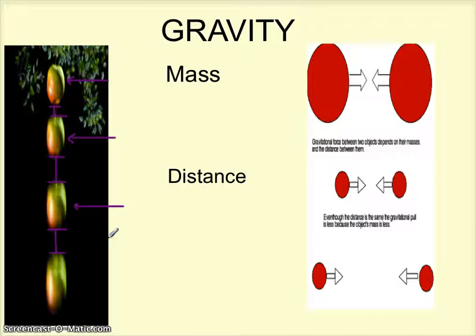Now, the strength of a gravitational force between two objects depends on two factors, and you can figure out what they are because they're right here. Mass and distance. The closer things are and the heavier they are, the more gravitational attraction they'll have.